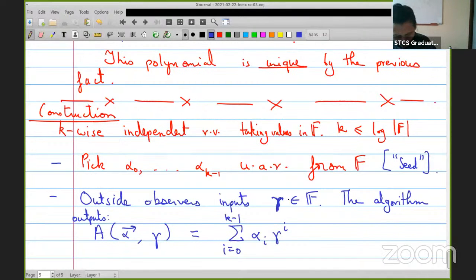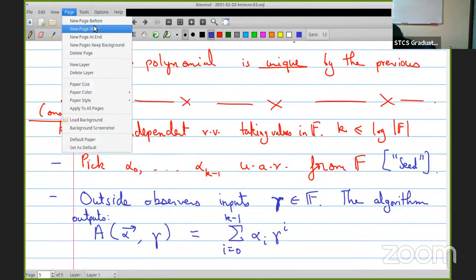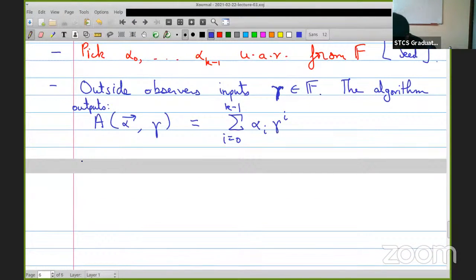And now the crucial thing is that the probability that, product over I equals 1 to k, so I'll write down this claim. So, claim.